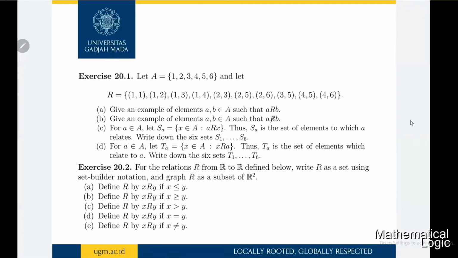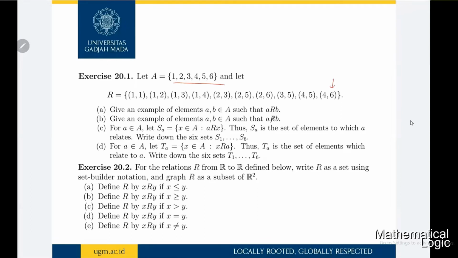Okay, so let's discuss some exercises here. We start from exercise 20.1. So we have A is the set 1, 2, 3, 4, and 5. And then we have this relation.